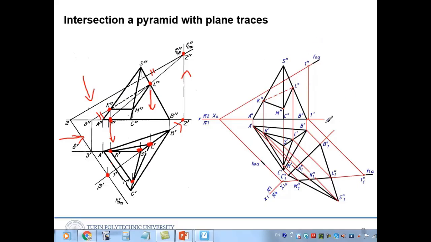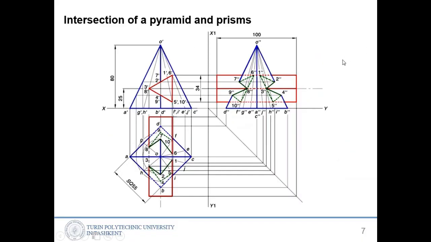So same thing happening with this right hand side example, and that is to find the true shape, the true height of the pyramid, using auxiliary axis and auxiliary views. So this is an example of intersection of a pyramid and a prism, another kind of pyramid. So that is a 4-side pyramid. Okay, 4-side pyramid.